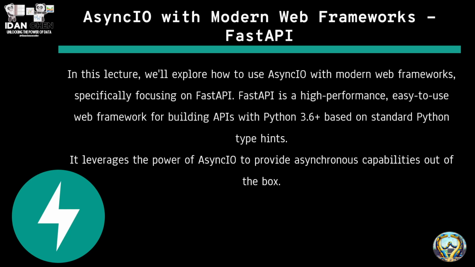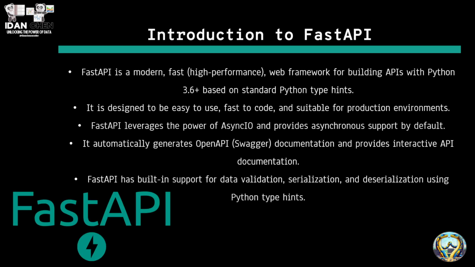FastAPI is a high performance, easy to use web framework that works for APIs from Python 3.6 and above. It leverages the power of AsyncIO to provide asynchronous capabilities out of the box.